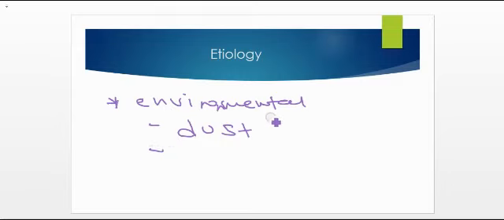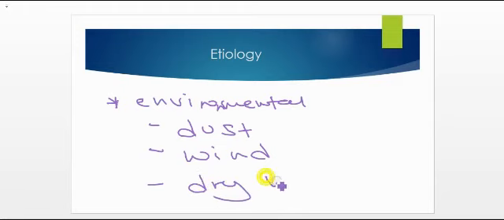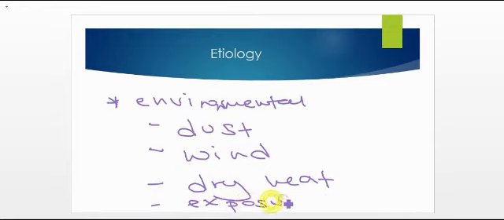What is that? Accompanying this dust, right? Winds, high winds, right? High wind. Okay, clear? These are very common conditions. And dry heat. And also exposure to sun. Okay, also observed. Now what is the pathology?